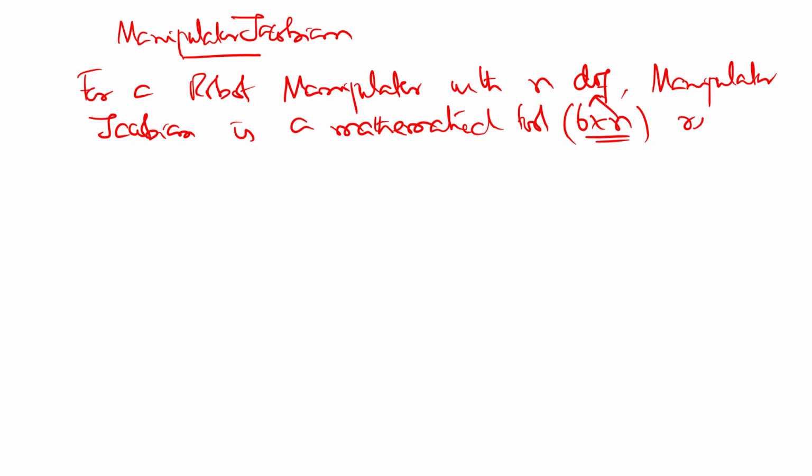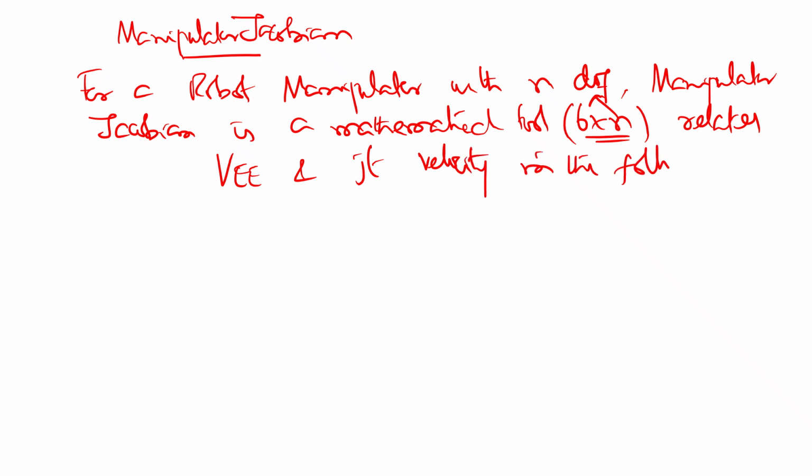So that relates the end effector velocity and joint velocity in the following. Okay. So what is manipulator Jacobian? For a manipulator with n degrees of freedom, it is defined as a mathematical tool whose matrix is 6 cross n that relates end effector velocity and the joint velocity in the following manner.